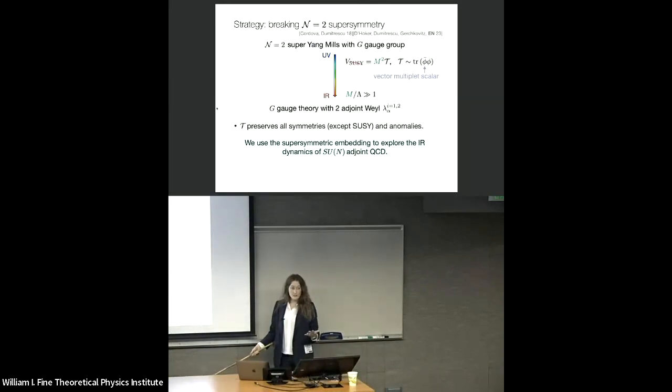Okay, so our strategy to see if we can make progress on this question is going to follow from the following observation: I can interpolate between my NF equals 2 adjoint QCD at low energies and N equals 2 pure super Yang-Mills theory at high energies by adding this particular supersymmetry breaking term, which is a mass term for the complex vector multiplet scalar in the N equals 2 vector multiplet. And this is a particular mass term that's non-holomorphic in the vector multiplet scalar.